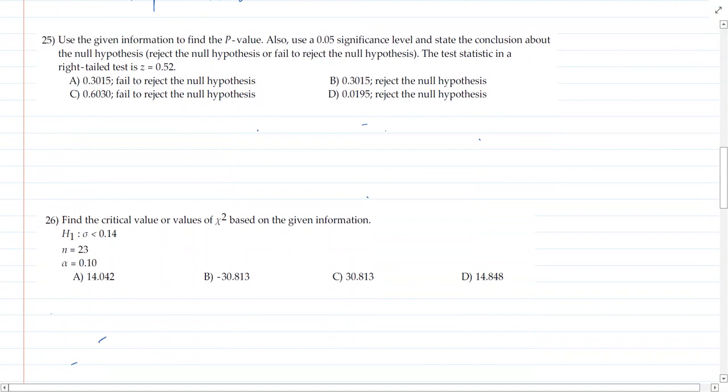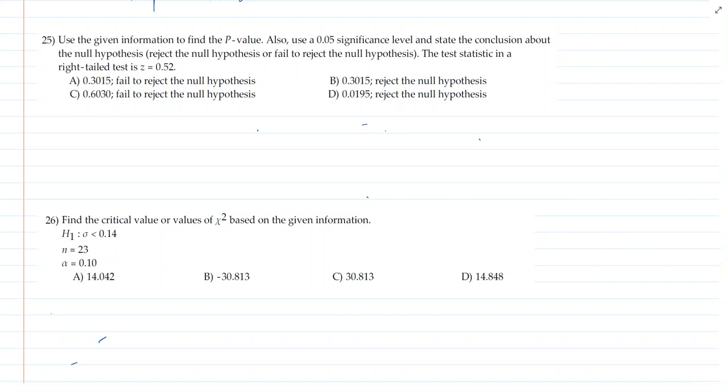Okay. This one right here, use the given test to find the p-value. So this means we're looking to find the percentage under the curve. Also use a 5% significance level and state the conclusion about the null hypothesis: reject or fail to reject. The test statistic is right-tailed and is 0.52. Okay, so let's draw it.